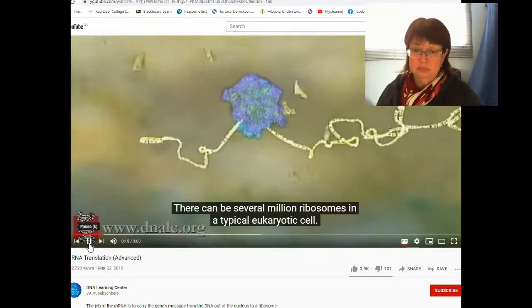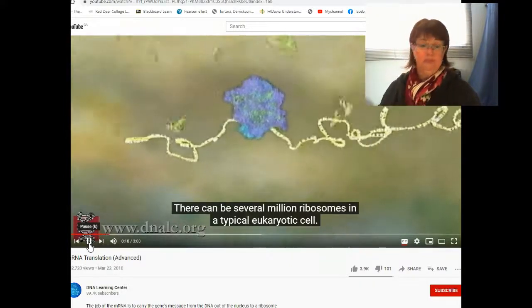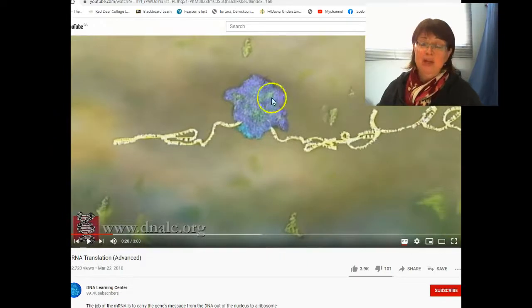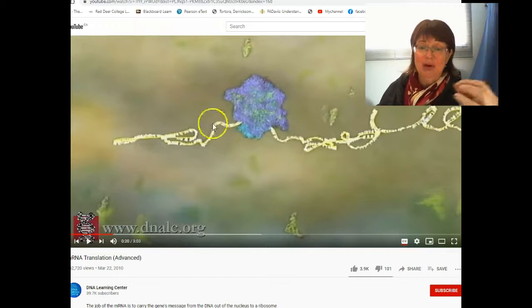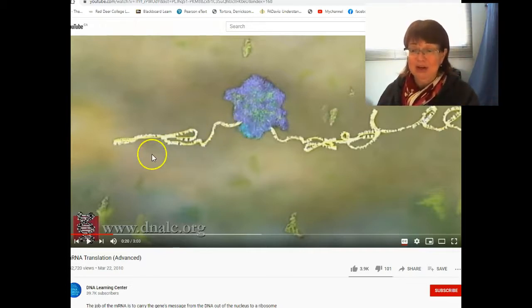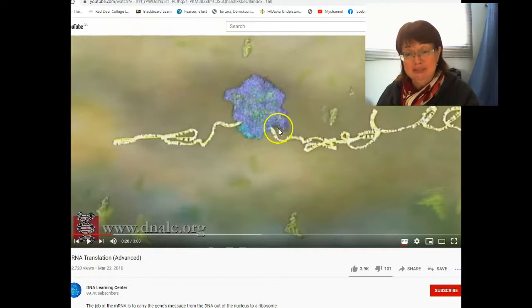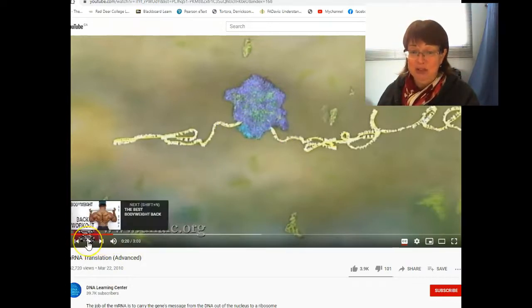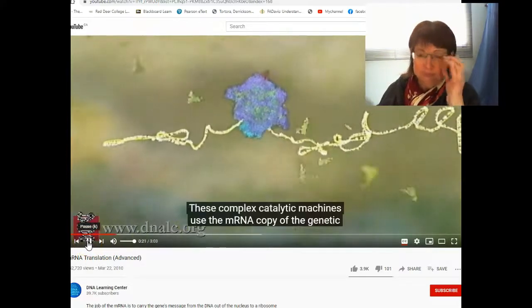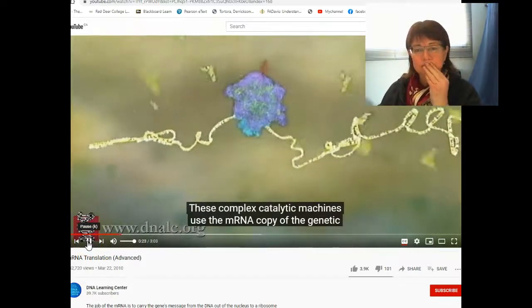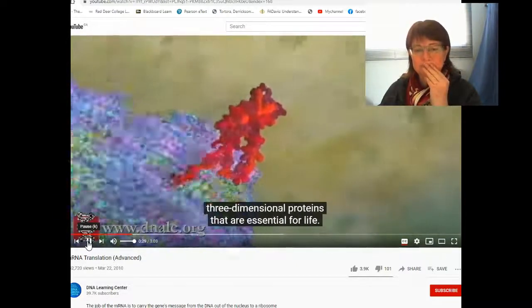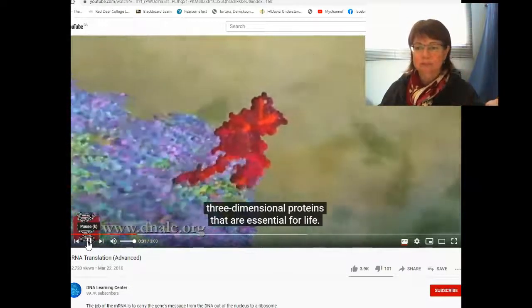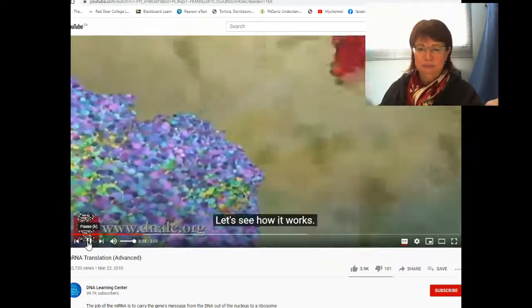There can be several million ribosomes in a typical eukaryotic cell. So here we need the extra organelle. This is the ribosome, and the ribosome acts as a workplace or a workbench. Along comes the messenger RNA, and it is put into a ribosome. These complex catalytic machines use the mRNA copy of the genetic information to assemble amino acid building blocks into the three-dimensional proteins that are essential for life. Let's see how it works.